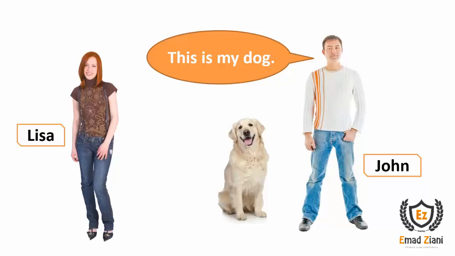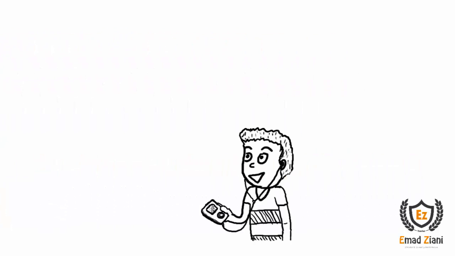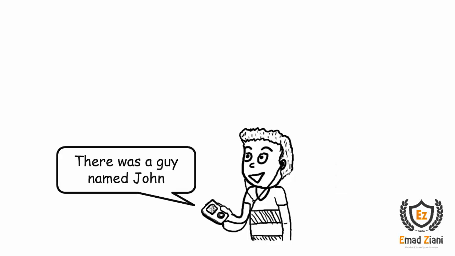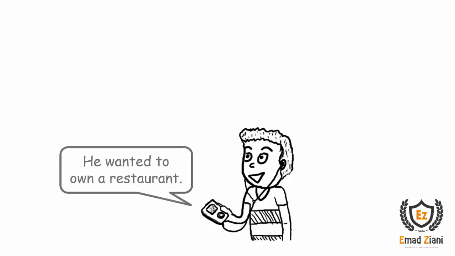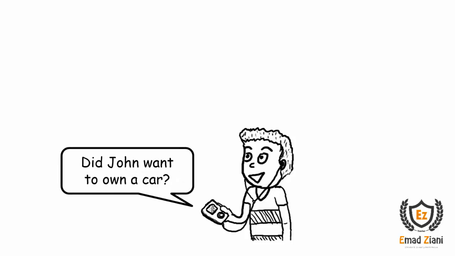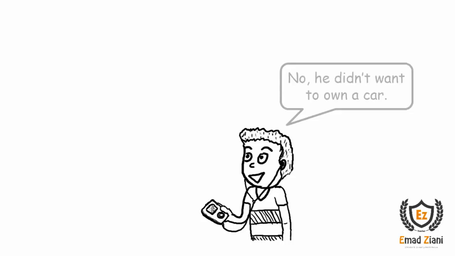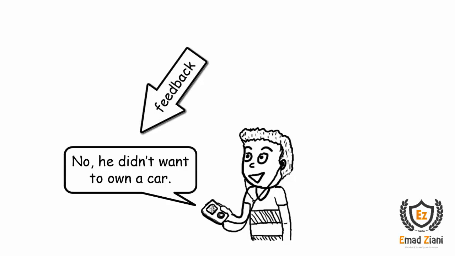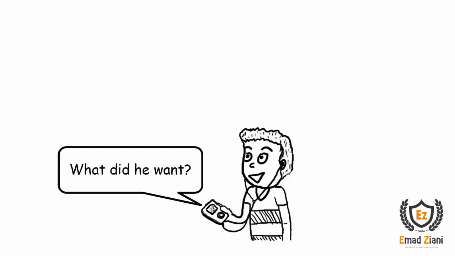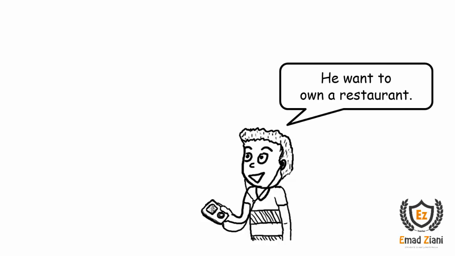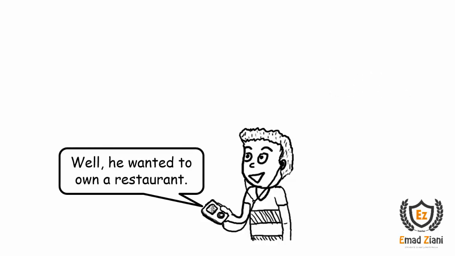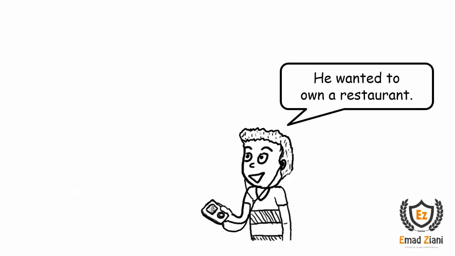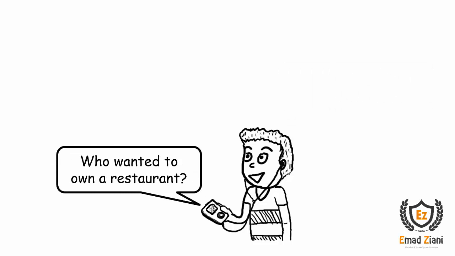There was a guy named John. He wanted to own a restaurant. Did John want to own a car? No, he didn't want to own a car. What did he want? He wanted to own a restaurant. He wanted to own a restaurant. Who wanted to own a restaurant?